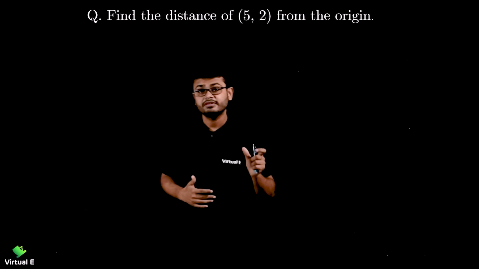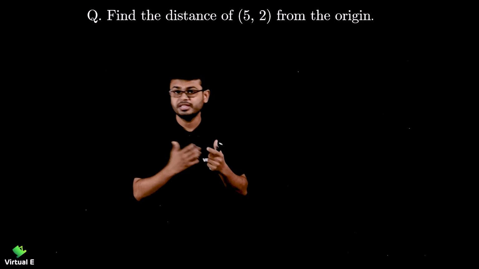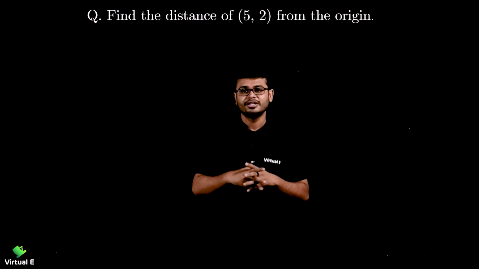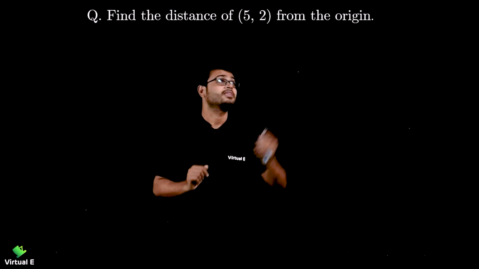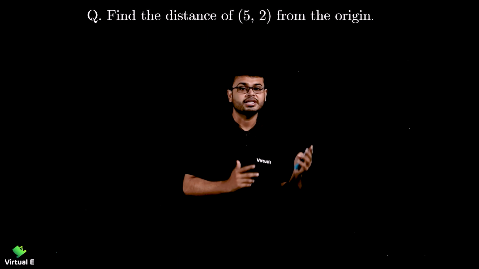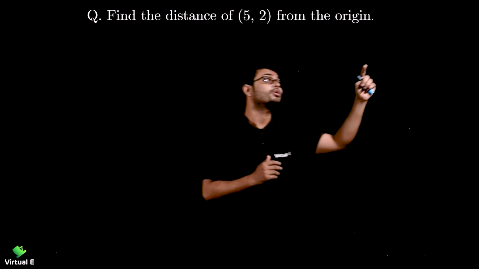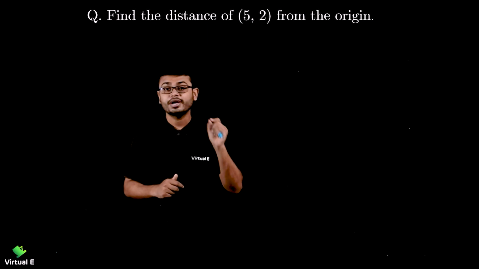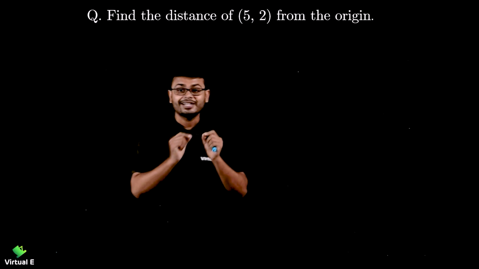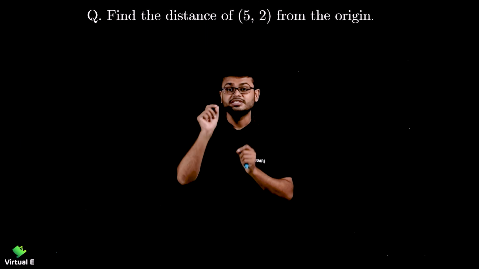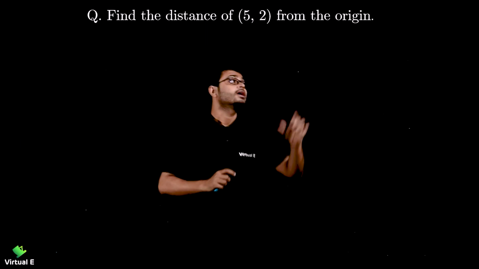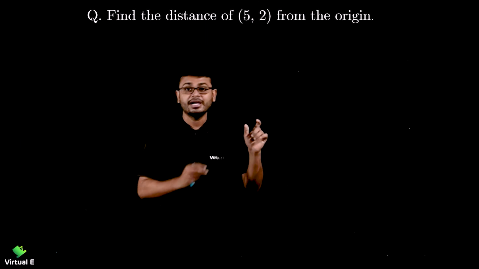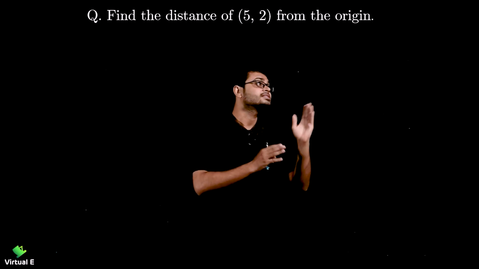So one point is given, but another point is not given. You must be thinking, how can we find the distance? To find the distance, we need 2 points. One is already given and another is missing. But see, it is given origin. Origin means what? What are the coordinates of origin? Starting point of the coordinate system, (0, 0). So the second point is also given, but indirectly. Remember, this is very easy.